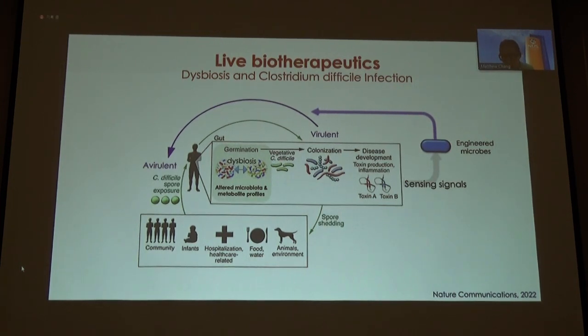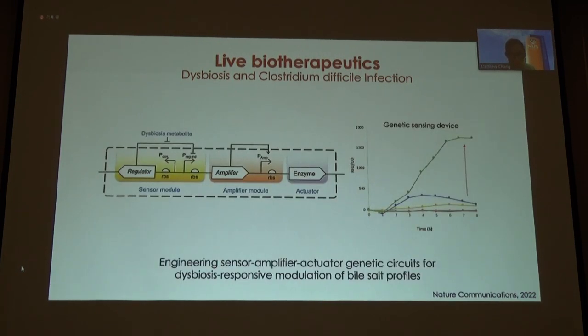But when dysbiosis happens, the level of some gut metabolites increases. So we actually want to use them as input signals. In the presence of those metabolites, the entire genetic circuit is activated. We hypothesized that this machinery we designed could limit the germination and eventually the growth of the human pathogen called C. diff. So this is our game plan.